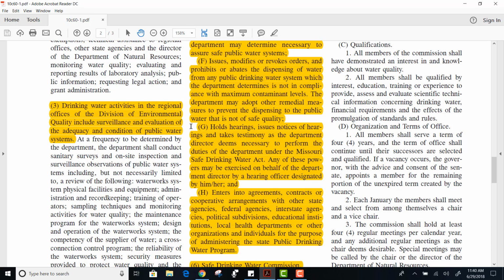Department of Natural Resources holds hearings, issues notices of hearings and such. Whatever they have to do to do the Safe Drinking Water Act, they do. I mean, it's hard to explain, it's just in a nutshell. They take care of the Safe Drinking Water Act. DNR enters into agreements, contracts, or cooperative agreements with other state agencies, federal agencies, interstate agencies, political subdivisions, educational institutions, health departments, or other organizations for the purpose of administering the Safe Drinking Water Program. It's just that they administer the Safe Drinking Water Program, period.